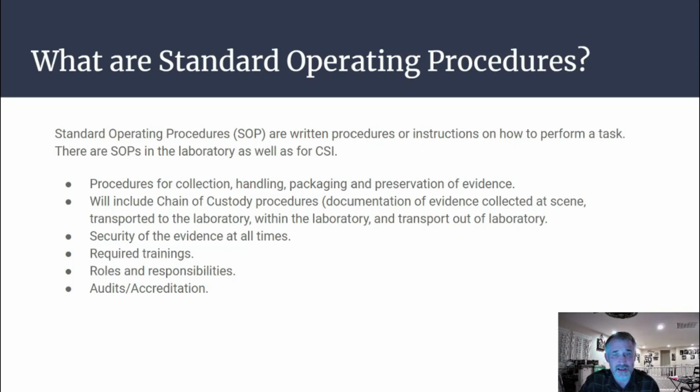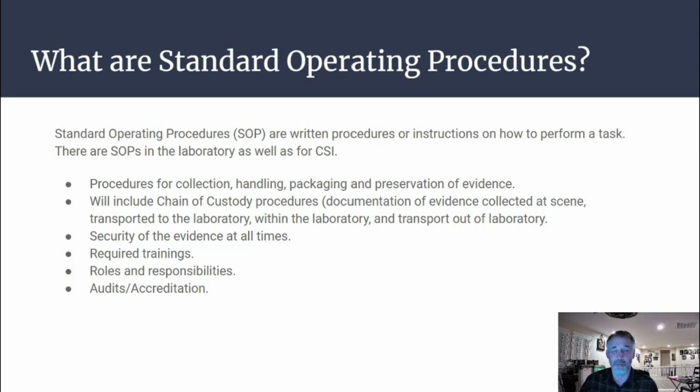So the procedures for collection, handling, packaging, and preserving evidence are going to be written out for you. It will include all the chain of custody procedures, the documentation of the evidence collected at the scene, transportation to the laboratory or within the laboratory or out of the laboratory. It also usually includes the security of the evidence at all times. A lot of times for real labs, it's going to have required trainings before you're allowed to handle that evidence. The roles and responsibilities of laboratory personnel as well as crime scene investigative personnel, and then any audits or accreditations that have to occur for the lab.